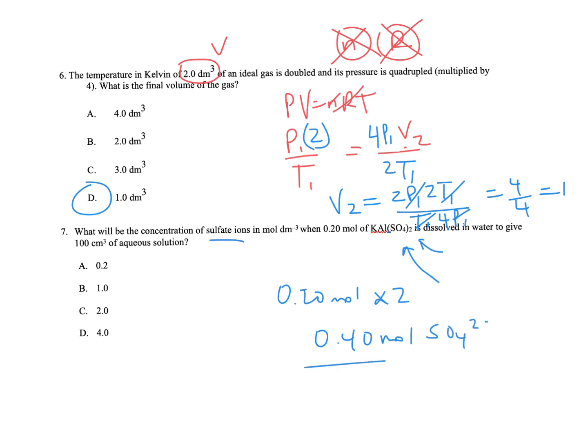All right, and then you're putting that into 100 cubic centimeters. We wanna express it in cubic decimeters though, right? So that means we have to change this from 100 cubic centimeters to actually 0.1 cubic decimeter. Okay, so if you have 0.4 for 0.1, you have 4 moles per cubic decimeter. D.